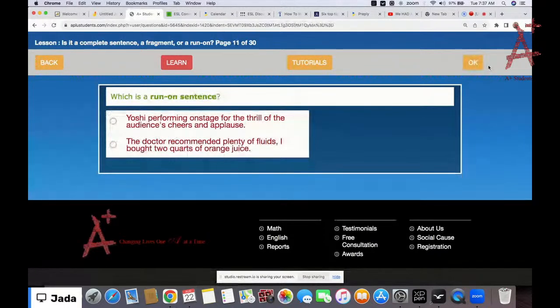Yoshi on stage for the thrill of the audience's cheers and applause. The doctor recommended plenty of fluids. I bought 2 quarts of orange juice. So this one, it's two sentences. That's a run-on. The first one is a sentence fragment. But let's click on this one.